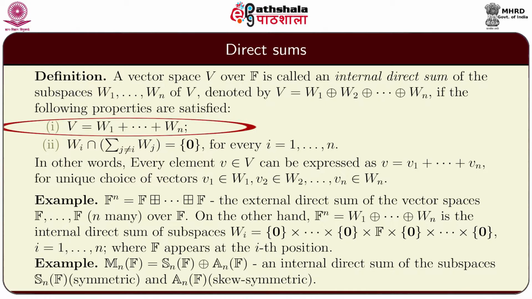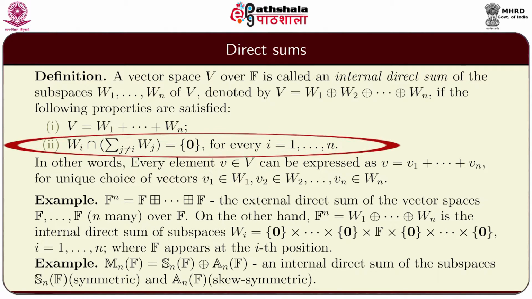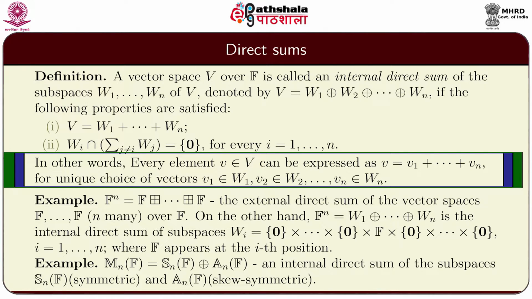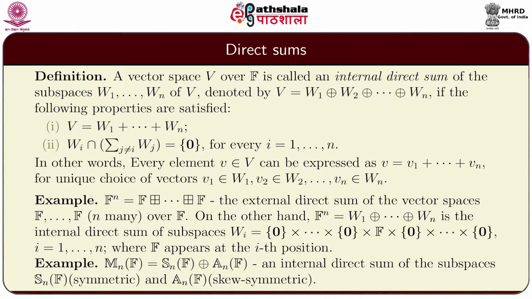That is, V is equal to the sum of these subspaces W1 plus and so on Wn, and Wi intersection the sum of Wj, j not equal to i, is the trivial vector. In other words, every element v in V can be expressed as v is equal to v1 plus v2 and so on up to vn for a unique choice of vectors vi coming from Wi.